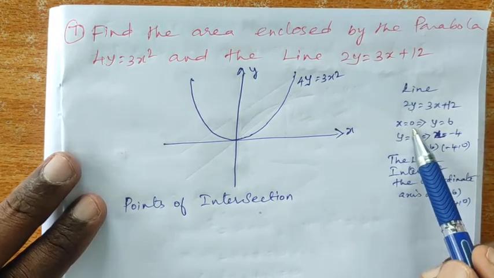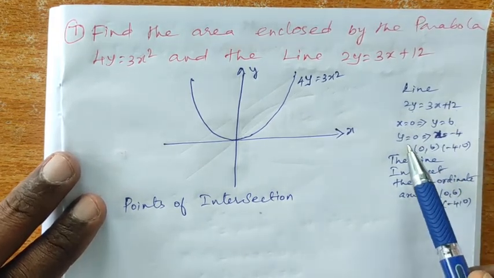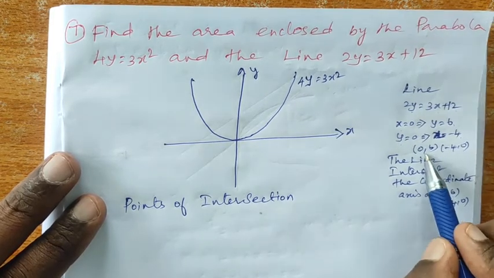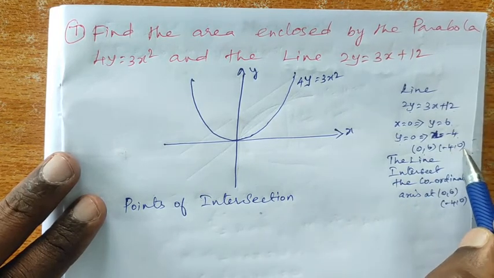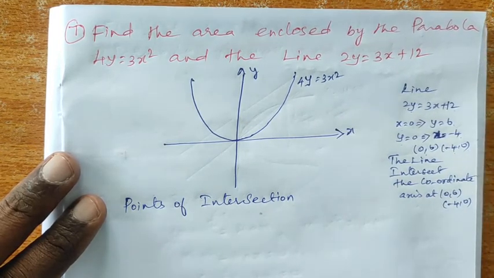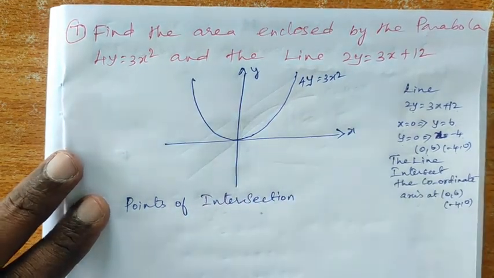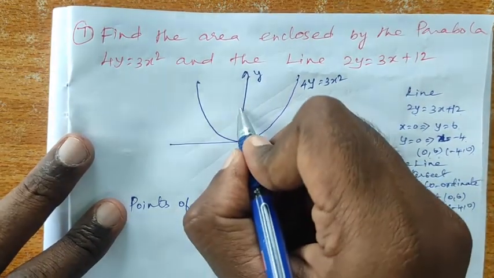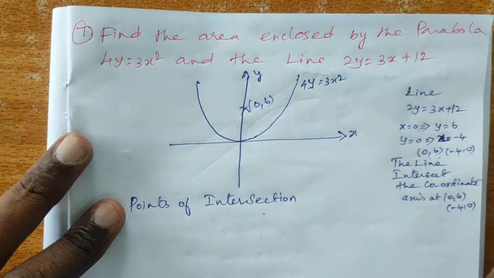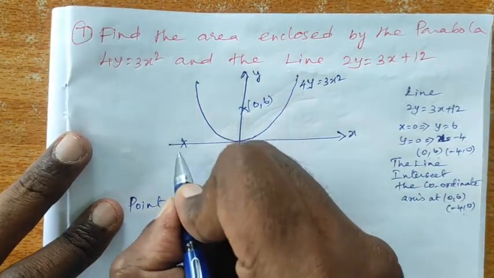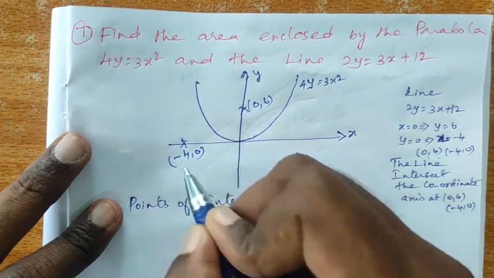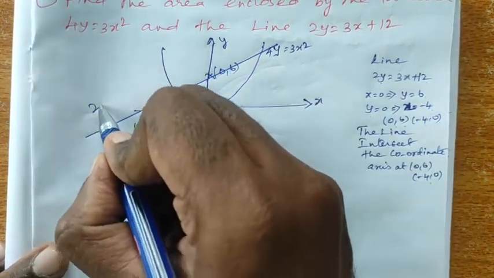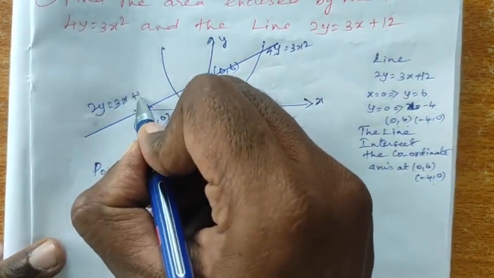If you put x is equal to 0, we get y is equal to 6. When substituting y is equal to 0, we get x is equal to minus 4. So 0, 6 and minus 4, 0 are the points where the line intersects the coordinate axes. So listen here, now we can draw the line. So 0, 6 and minus 4, 0. If we join, we will get the line. Now we have drawn the line, 2y is equal to 3x plus 12.